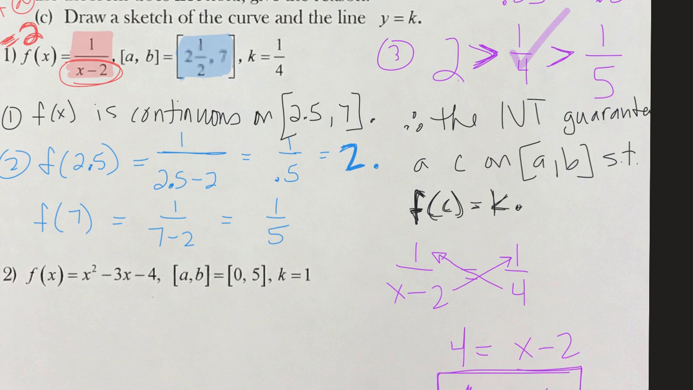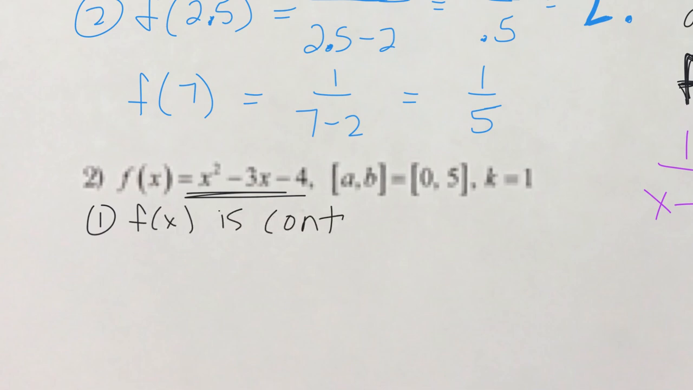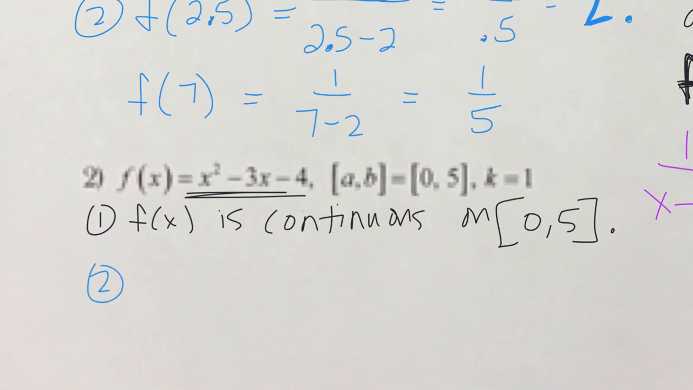So one more example of our IVT. Okay, let's look at this one to see if it works. So number one, yes, our function is a polynomial. Polynomials are continuous everywhere, so it must be continuous on 0, 5. Okay, continuous on your closed interval. Number two, what are your endpoints? So we find what is f of 0. So that's 0 squared minus 0 minus 4. So f of 0 is -4.